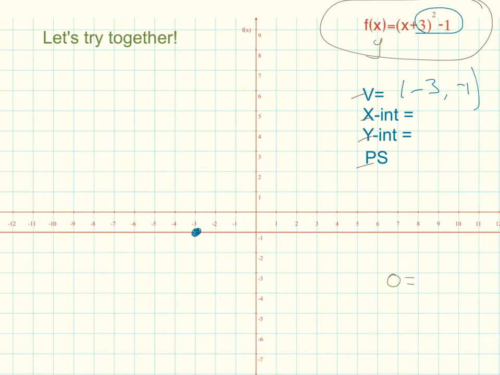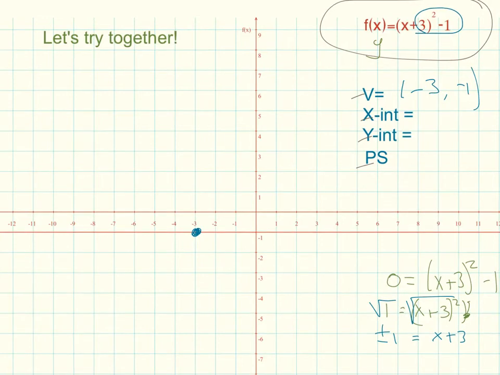So 0 equals (x plus 3) squared minus 1. Solve for x. We get 1 equals (x plus 3) squared. I'm going to take the square root of both sides, and I get plus or minus 1 equals x plus 3. Doing the math out, I am left with 2 solutions here: x equals -2 and x equals -4.